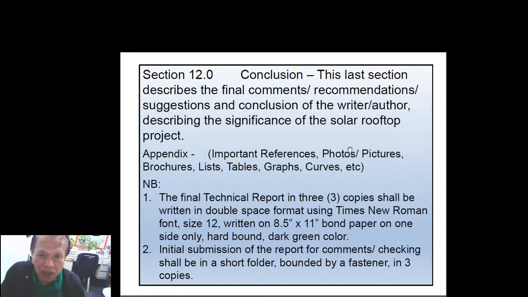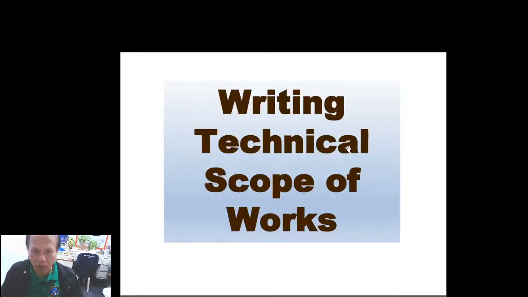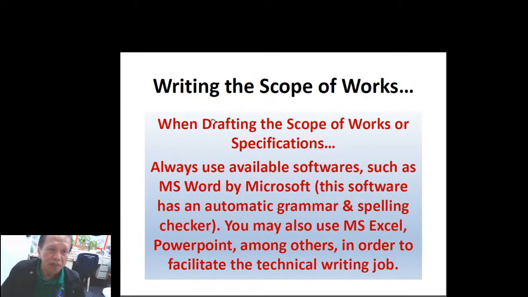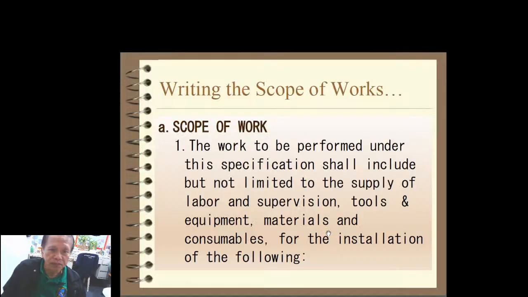So, tignan din natin yung sample technical scope of work. Ito, bigay ako rito. Writing the scope of work. When drafting the scope of work or specifications, always use available software such as MS Word or Microsoft. By Microsoft, this software has an automatic grammar spelling checker. You may also use MS Excel, PowerPoint, among others, in order to facilitate your technical writing job. Okay, so here, I give you some examples.